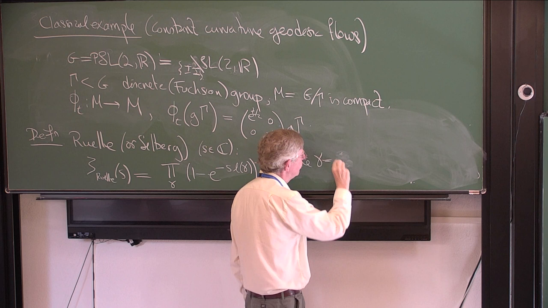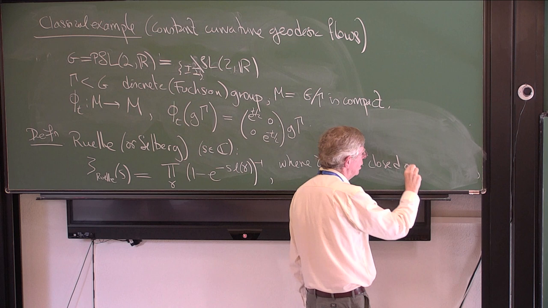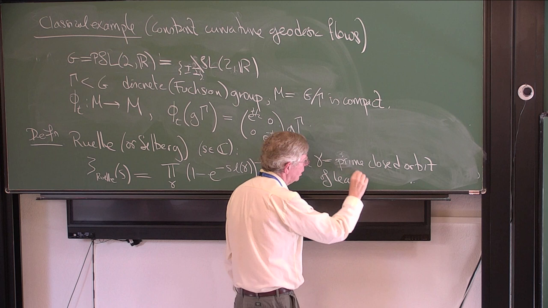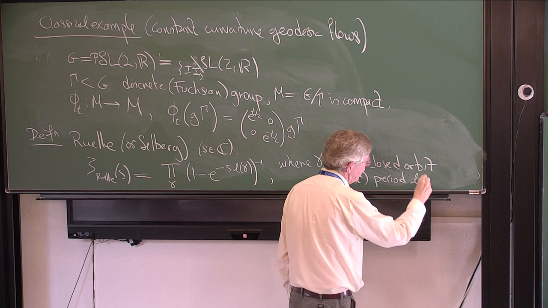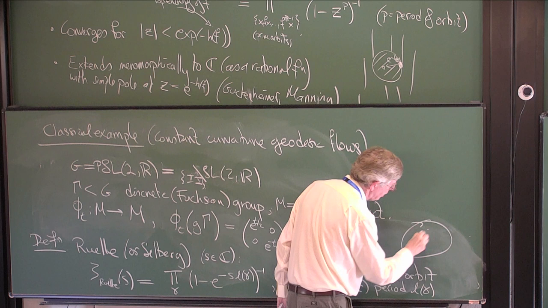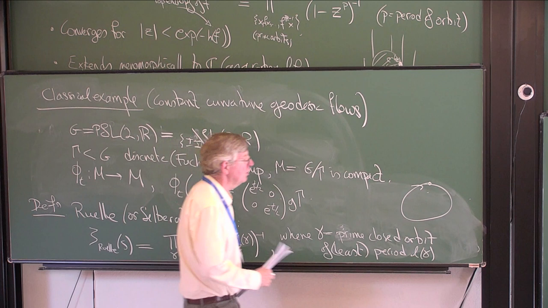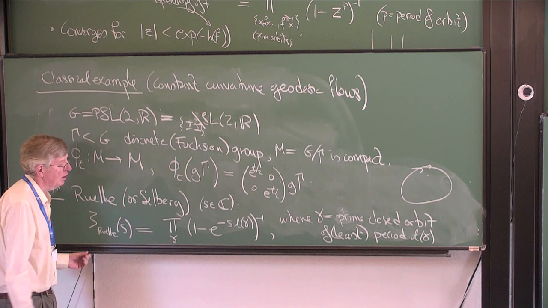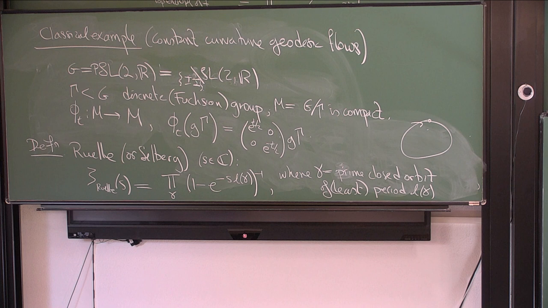And here gamma is simply a closed orbit, a primitive closed orbit, maybe a prime closed orbit, of least period. So it's just a closed orbit for the flow, and l of gamma is the time it takes to come back to a given point. But I'm only interested in going around once, not repeating the orbit, so that's the reference to prime orbit. So it's a complex function, and the reason Ruelle liked to write it like this was because of the similarity to the definition of the Riemann zeta function. And so that's the formulation here.